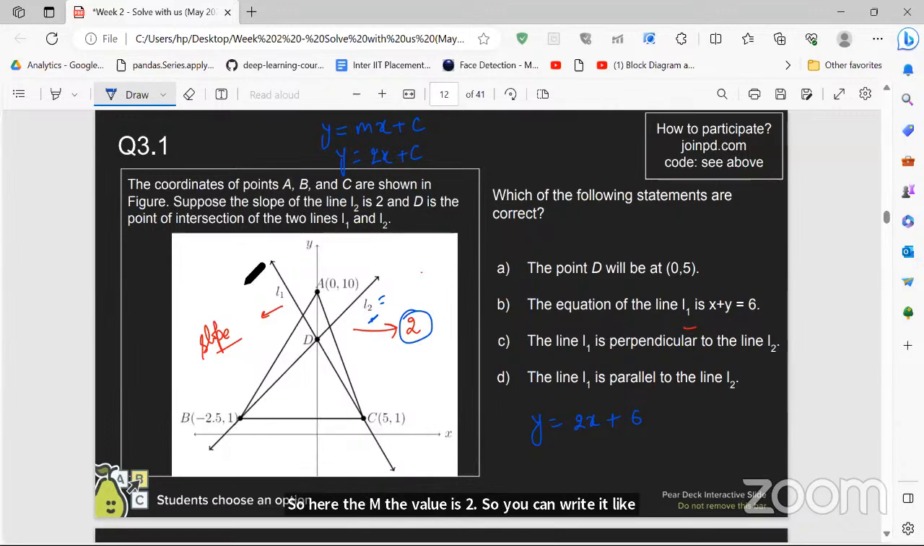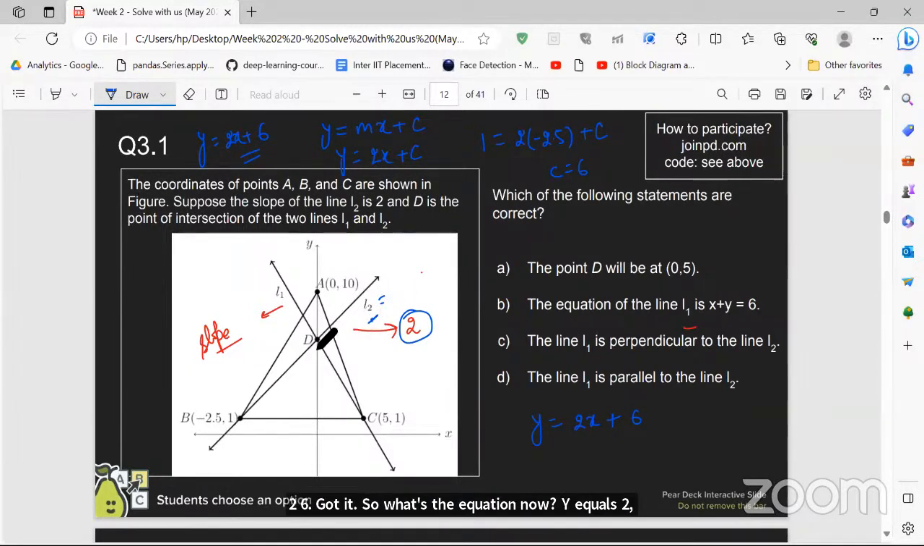So you can just put the values here. If you put the values here, 1 equals 2 into minus 2.5 plus c. Then c equals 6, correct? So what's the equation now? y equals 2x plus 6. Is it clear to everyone how to get the equation of L2? Correct. So now you have the equation of L2.